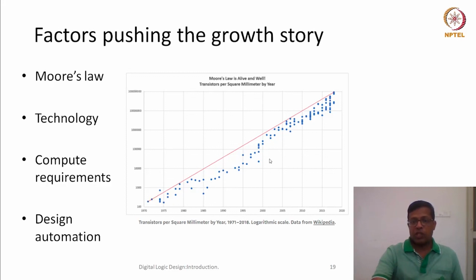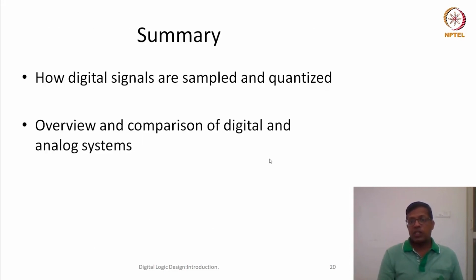So with this I would summarize the lecture. In today's lecture we have understood how we sample signals and how we quantize them, or how we actually get digital signals from analog signals. And we have also seen the overview of analog and digital systems, their input output comparison, and why digital systems are more robust than their analog counterparts.